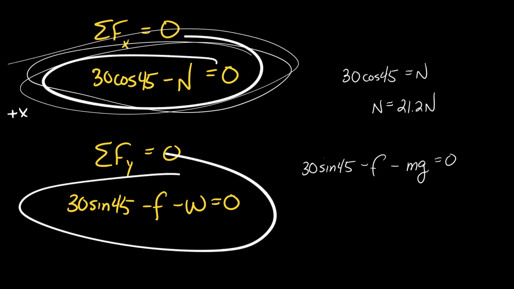That's why on your set of steps, there's a list of common substitutions you're going to have to use. This one's the most common. And m is 1.5 kilograms. It was a 1.5 kilogram book. And g is 10, acceleration of gravity. So 30 sine 45 minus f minus 1.5 times 10.